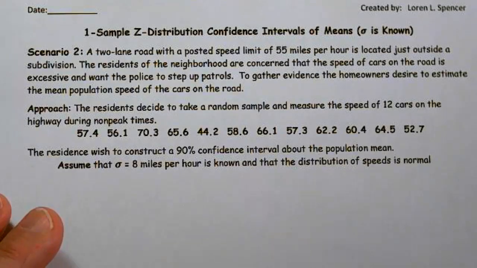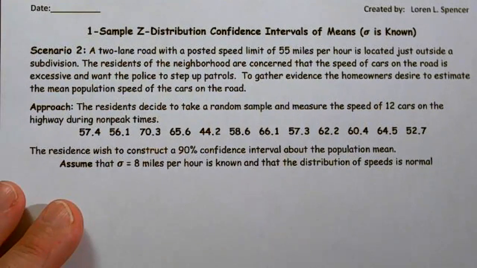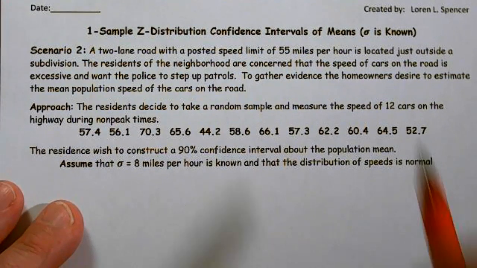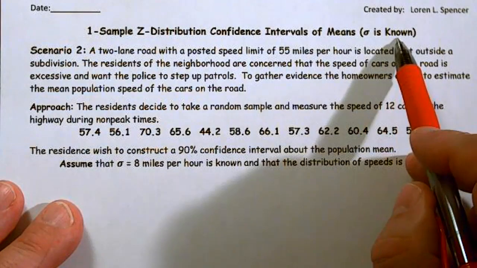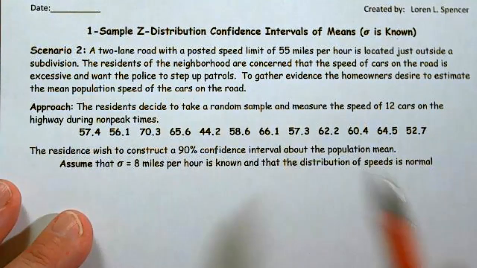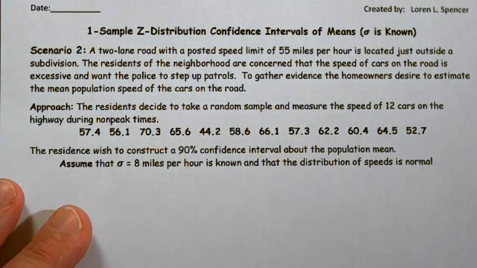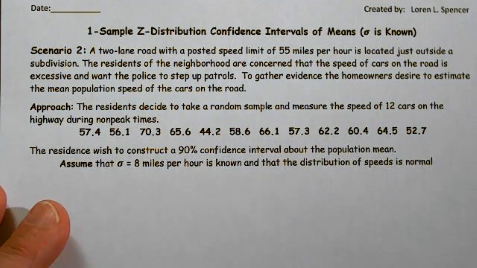Okay, we're going to continue the notes with confidence intervals for Z distributions for the means, where the standard deviation of the population is known. This time we're going to be working with data. So we're going to have to enter data, and this will be the first time that we've done this. So this is scenario 2.